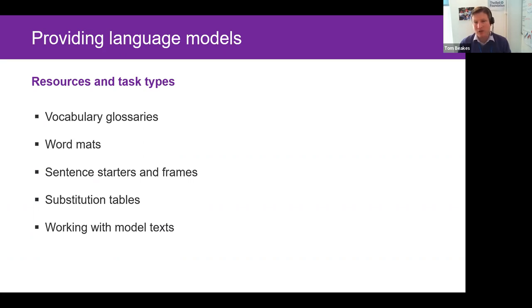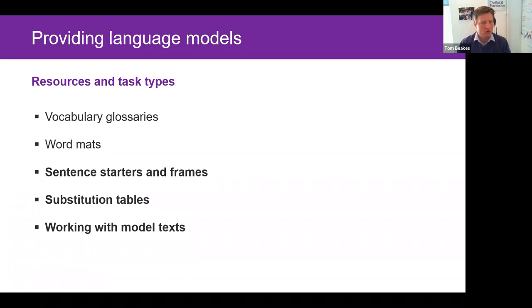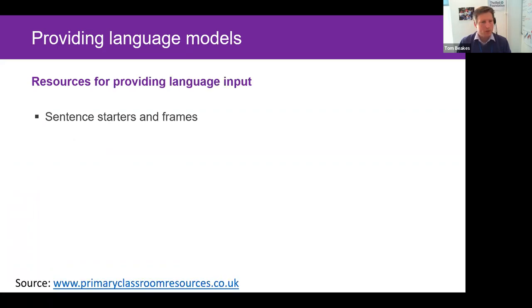But I think it's important to recognize that some of these strategies are more helpful with lower level learners, and some of them are going to be more useful when working with advanced learners. And some of them will need to be adapted. So let's look at some examples of what I mean. I'm going to focus on these areas in this talk, because I haven't got time to talk about everything. So let's start with looking at sentence starters and frames and how we might want to adapt or use those with our higher level learners. Now, I think we've all used examples of these in some contexts.